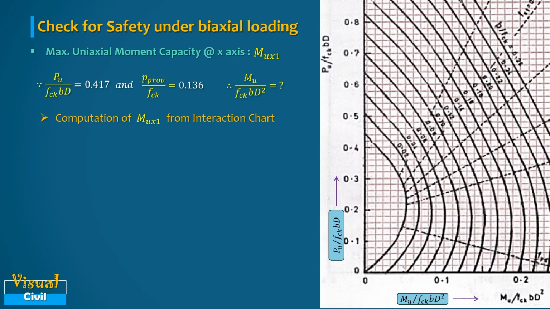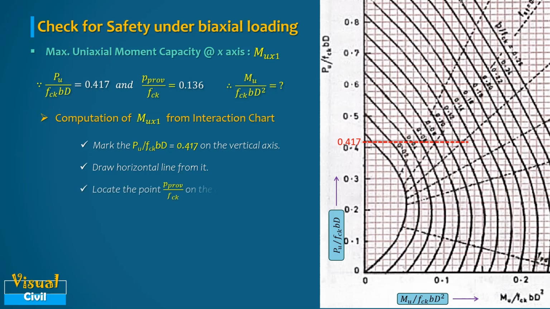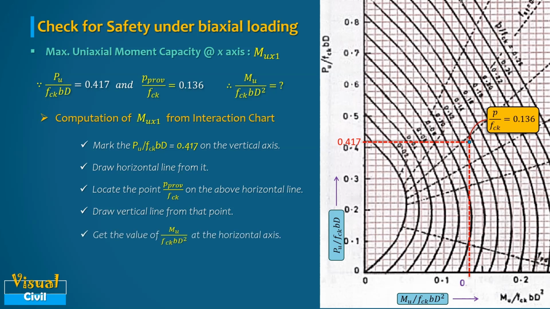So let us compute Mux1 from interaction chart. For this, in the chart, mark the Pu by fck bD value 0.417 on the vertical axis and draw a horizontal line from it. Locate the point p by fck on the above horizontal line. Draw vertical line from that point. Get the value of Mu by fck bD square at the horizontal axis. Here we get that value equal to 0.135.